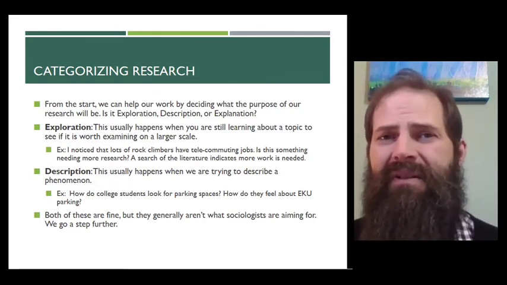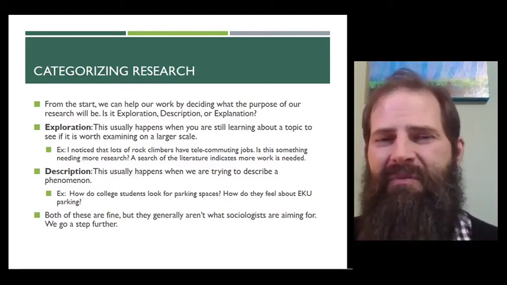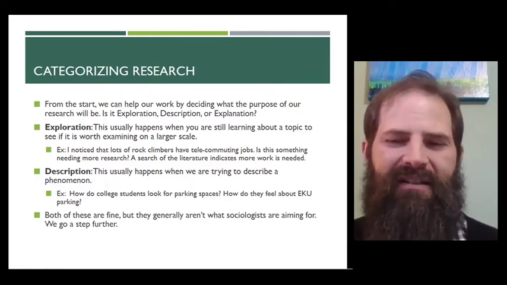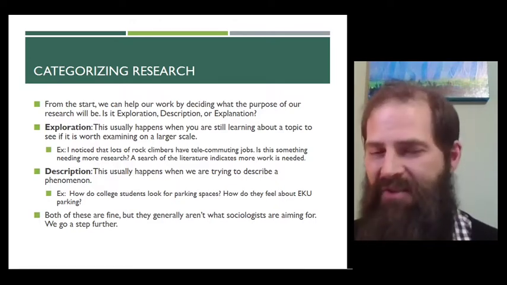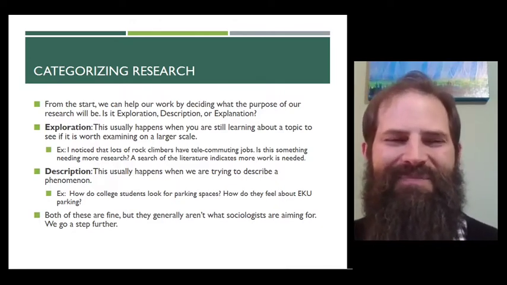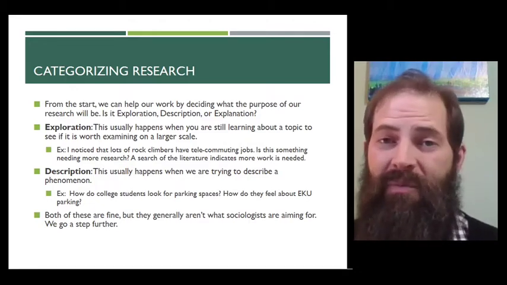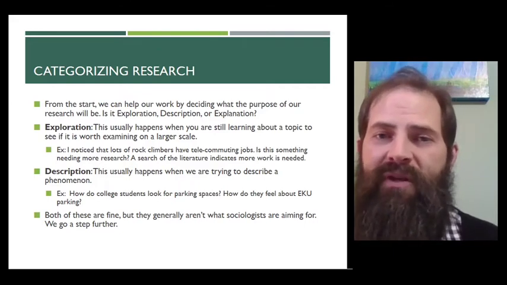But is it really like a research question? It's really just kind of like we're creating some information that's in a report, but it's not really new knowledge. It's not all that interesting. How do students feel about EKU parking? I can answer that as well. I can answer that right now, in fact. But again, it's not something that is super interesting. It's descriptive. That's okay, but these aren't really what we want to aim for as sociologists.